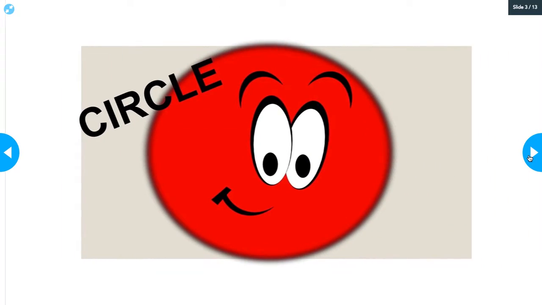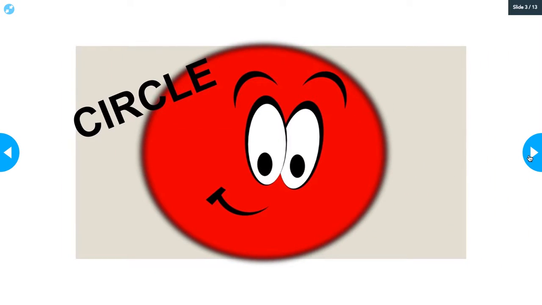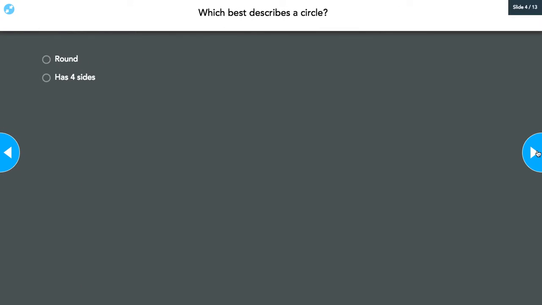On the next slide is a circle. You're going to ask the students to repeat after you and have them say circle. You are going to explain to the students that a circle is round. And because a circle is round, it does not have any sides. If the students ask what sides are, please explain it to them. From there, we're going to click on the next slide.